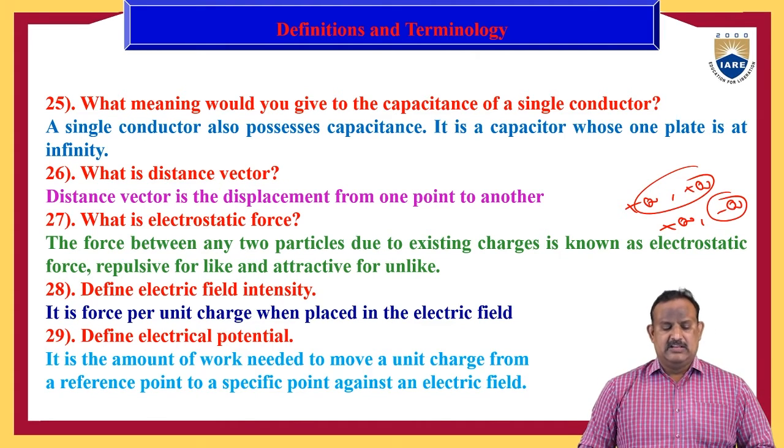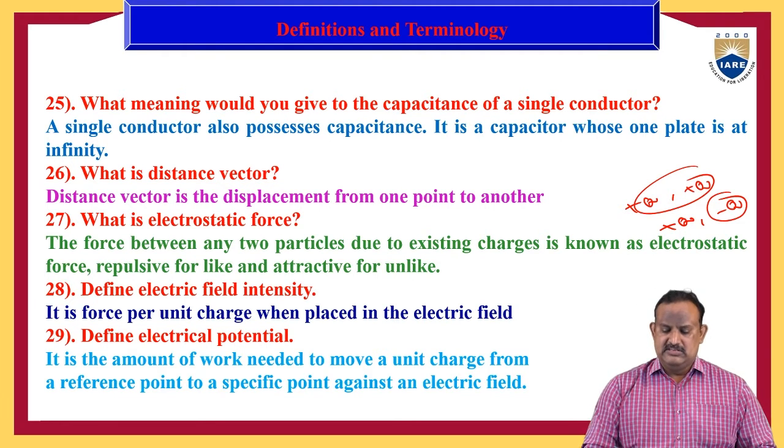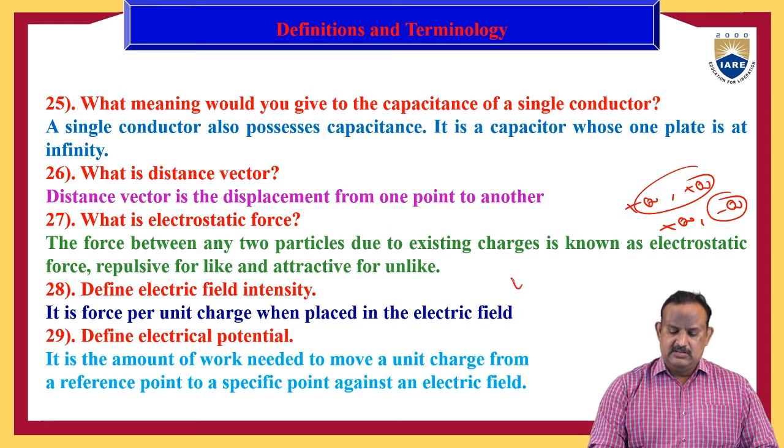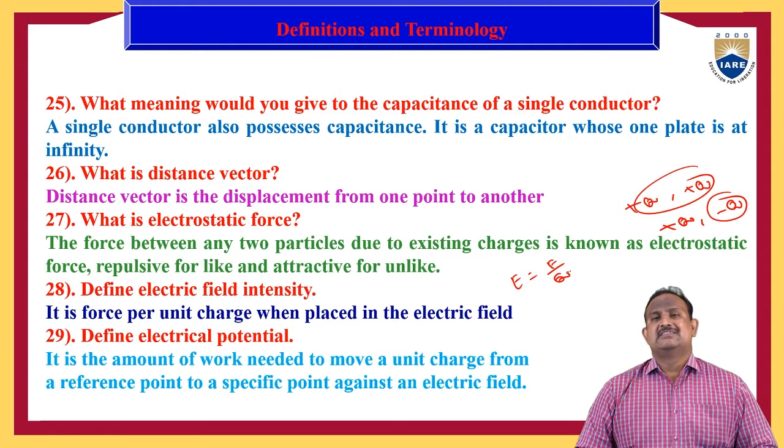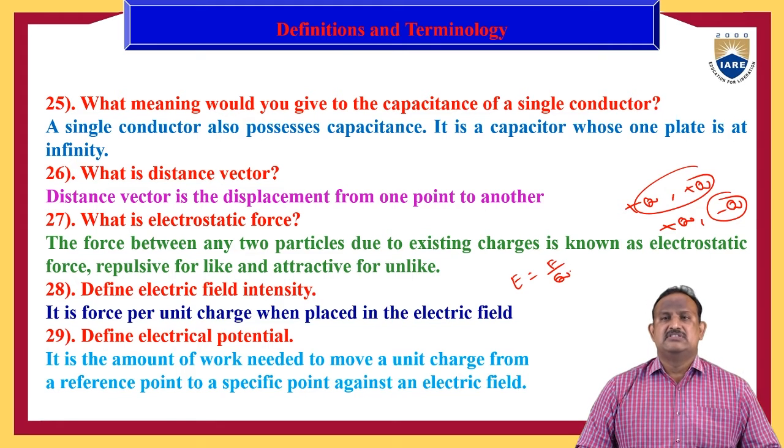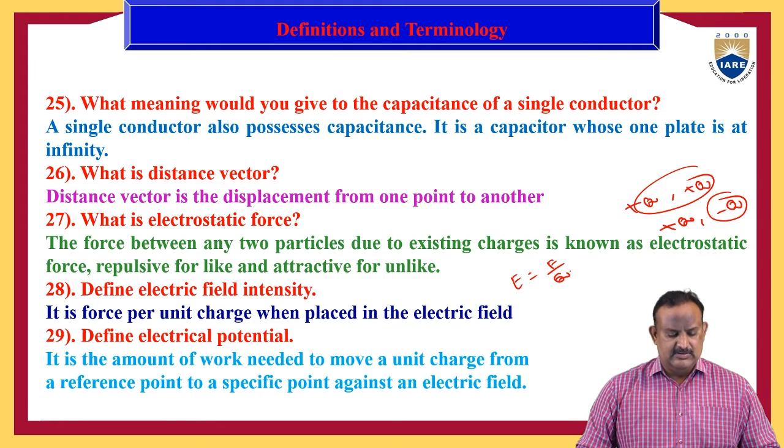And define electric field intensity. It is denoted as E. E is equal to force per unit charge. So electric field intensity can be defined as the force per unit charge.